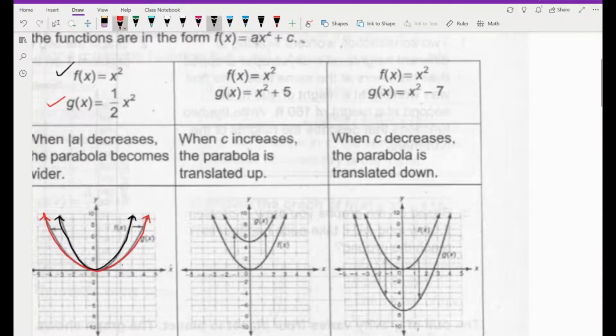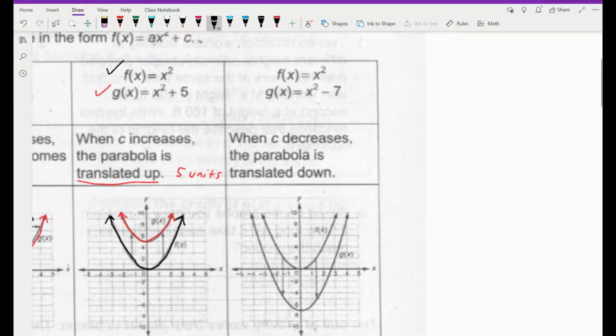Now we're doing a transformation where we're moving the graph upwards. f of x equals x squared, and g of x equals x squared plus 5. So the graph is shifted upwards. Proper terminology is translated up 5 units.